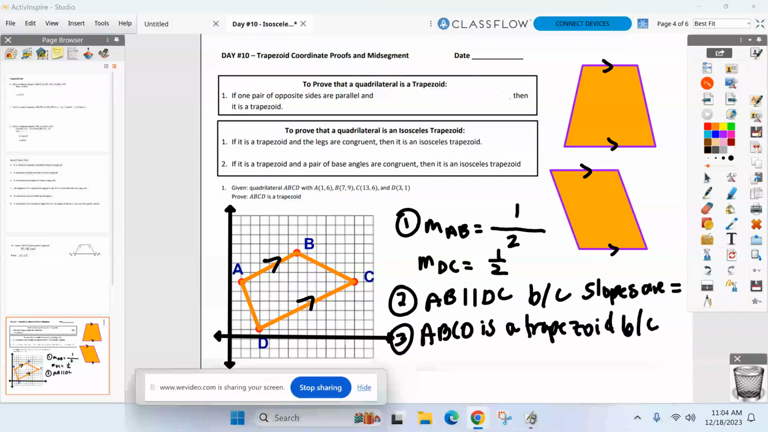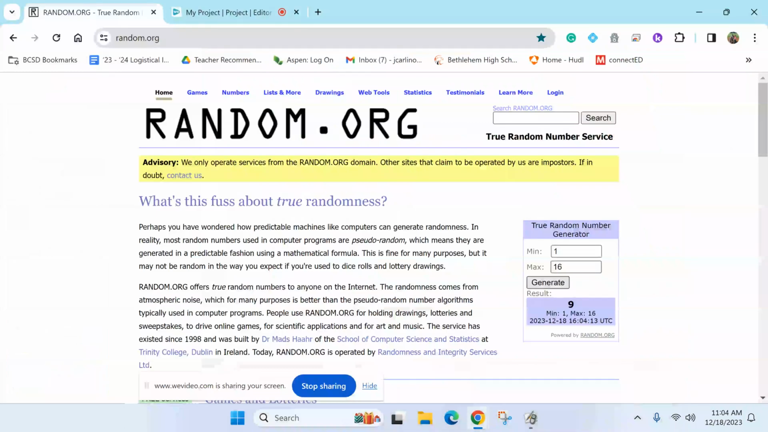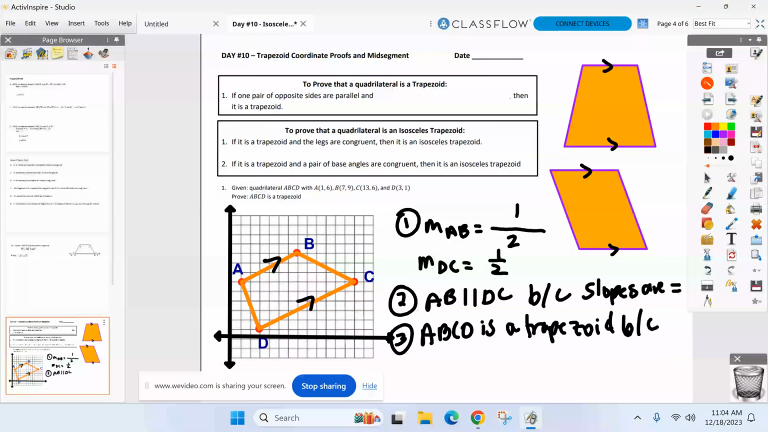Because you guys take over from here now in your own words. You let me know, how do I know this bad boy's a trapezoid? Let's roll here. Ian, how do you know? Because the opposite sides are parallel, one pair. Thank you. Got to have the one pair, right?